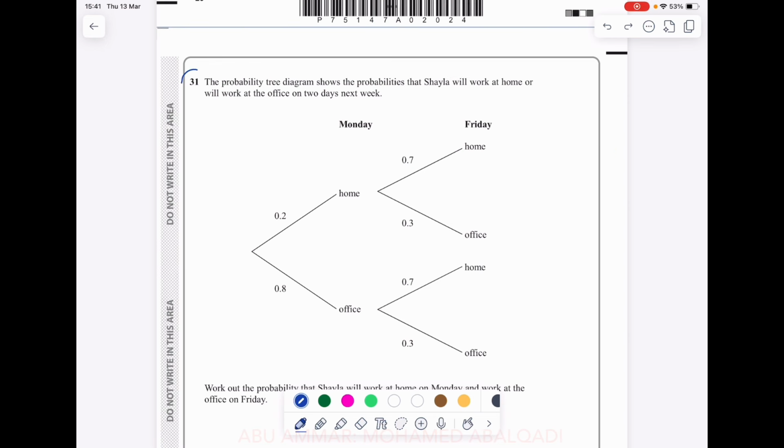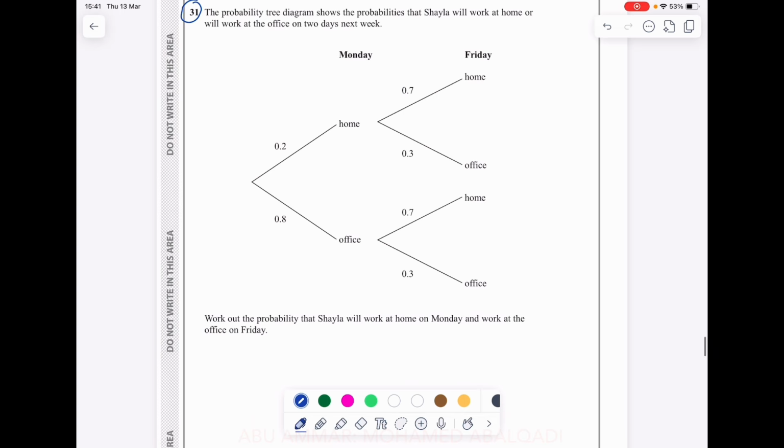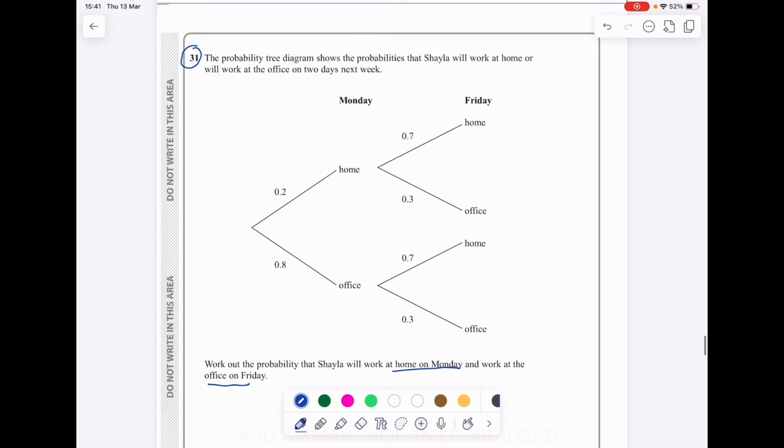Our last question is question 31, which is about probability tree diagram. The question says the probability tree diagram shows the probabilities that Shayla will work at home or will work at the office on 2 days next week, Monday and Friday. So the question is, work out the probabilities that Shayla will work at home on Monday and work at office on Friday. So what we need to do here is multiply along the branches for home on Monday and office on Friday.